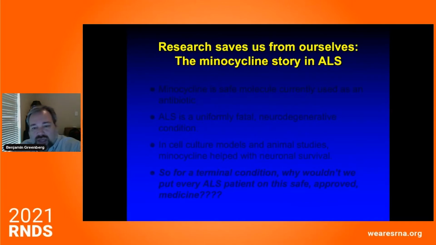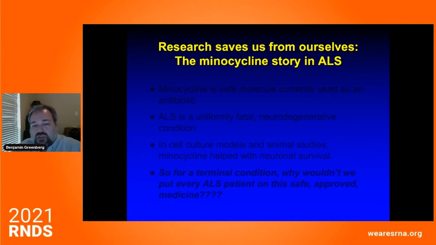So on the next slide, I'd like to give an example from recent history of how research can save us from ourselves. We well-meaning human beings, whether patients, families, physicians, clinicians, or scientists, want to help people, but without research, we can do significant harm. So I'm going to tell you the story of minocycline relative to amyotrophic lateral sclerosis, ALS, known as Lou Gehrig's disease. If we advance one, the slide will build.